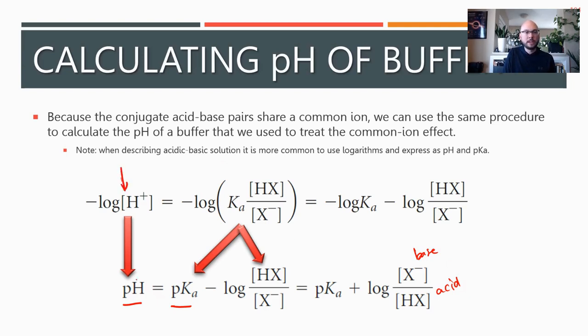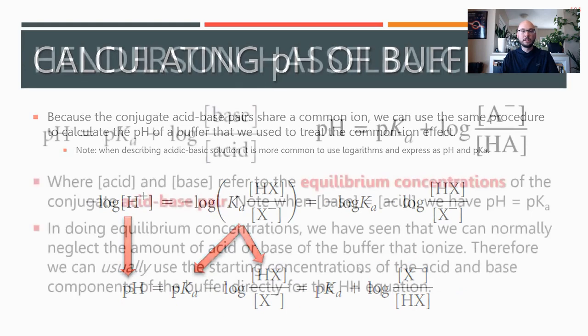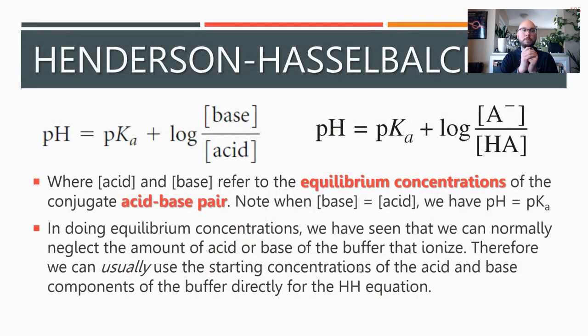Remember that negative log H plus is really just the pH. When we take the negative log of a Ka, we actually get a pKa, in the same way that pH, negative log H plus, is the same as negative log of Ka is pKa. Okay, so then you'll see that the negative log of HX over X minus gets rewritten as log of X minus over HX. So it just gets reversed so that this symbol here is a positive. Okay, that's just a logarithmic law. But ultimately, this is what we're looking for here. So the pH is equal to the pKa plus log of base over acid.